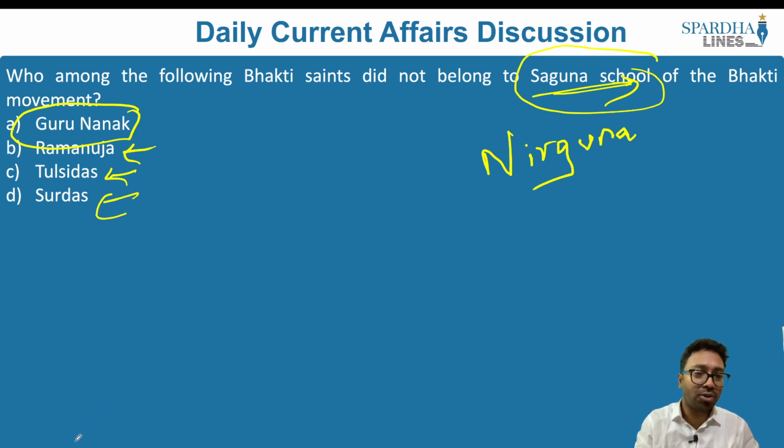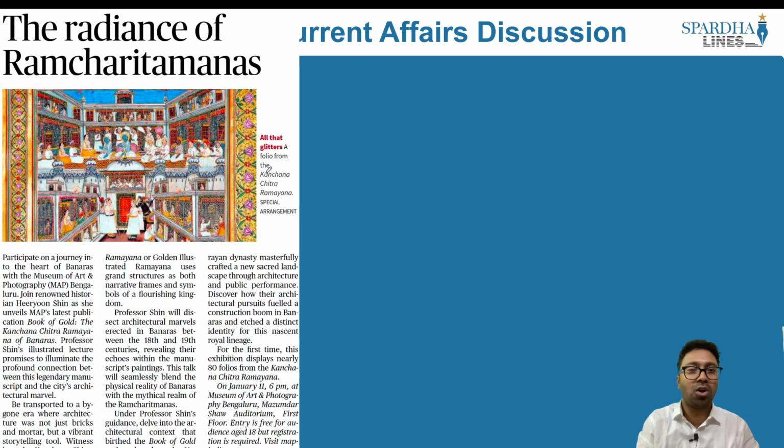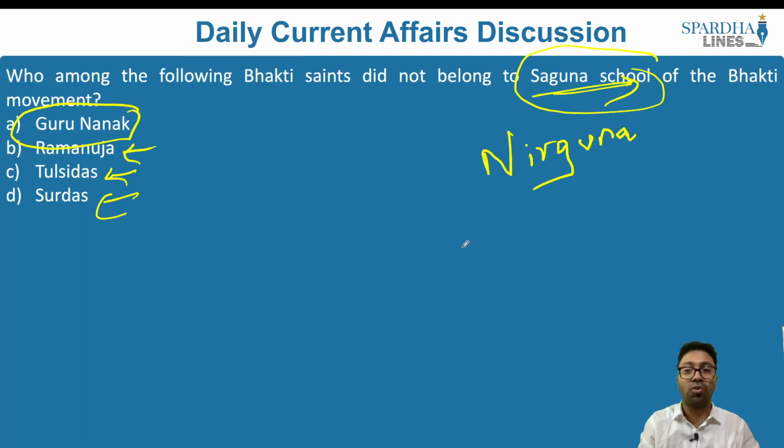Why did we speak about it? That is because this article in The Hindu speaks about Ramcharitamanas, and this was written by Tulsidas, and Tulsidas happens to be one of the gurus who follows the Saguna school of Bhakti movement. Guru Nanak Ji belongs to the Nirguna school of Bhakti movement.